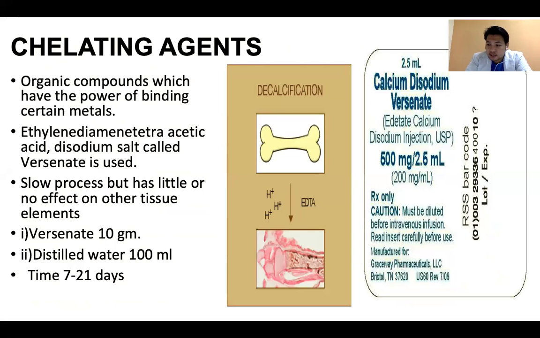Chelating agents. So chelating agents, class, the most common chelating agent is yung ating EDTA. We all know that EDTA is also used as an anticoagulant for hematology. So organic compounds which have the power of binding certain metals. Okay. Ethylene diamine tetraacetic acid or disodium salt, called versenate, is used. So slow process but has little or no effect on other tissue elements.